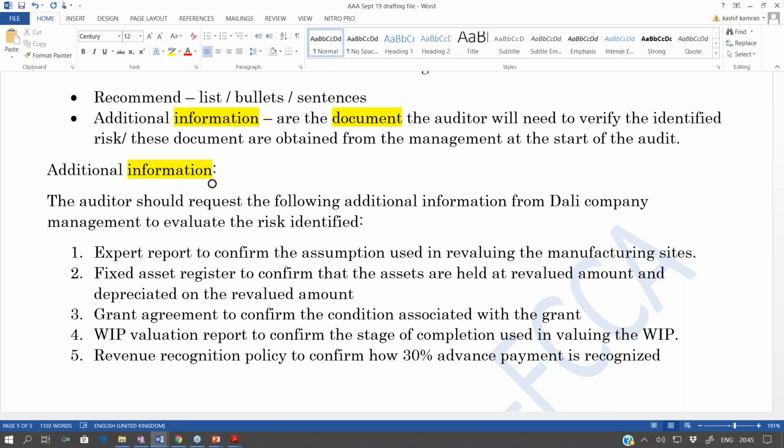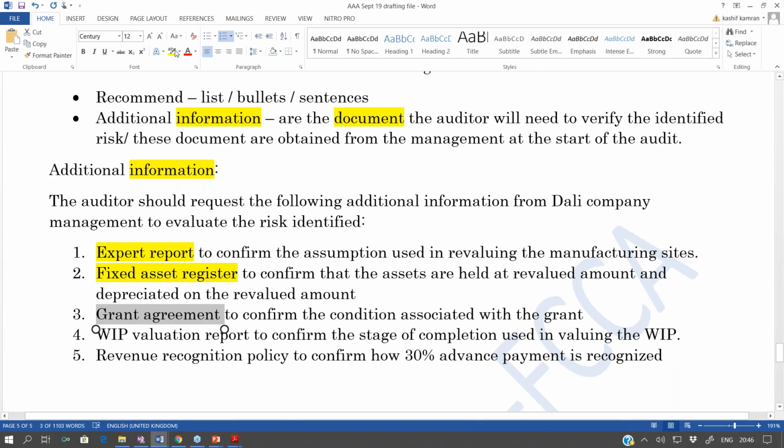Yes, the policy, right? The policy means something on paper, right? Paper means tangible, right? So can you understand one sentence, one mark? But can you understand that we have information? See information: expert report, fixed asset register, the grant agreement. Can you feel the information here? It's all tangible, it's all black and white, it's all like a document, revenue recognition policy.